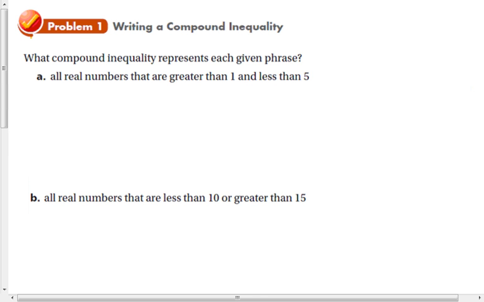All right, writing a compound inequality. What compound inequality represents each given phrase? All real numbers that are greater than 1 and less than 5. So we're looking at two things separately. All real numbers that are greater than 1 and all real numbers that are less than 5.